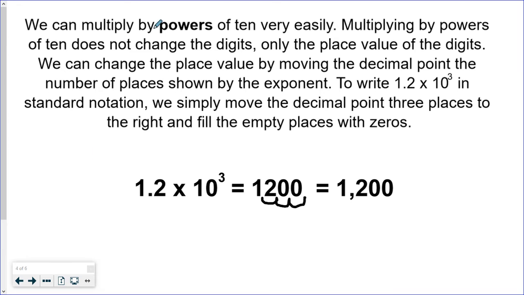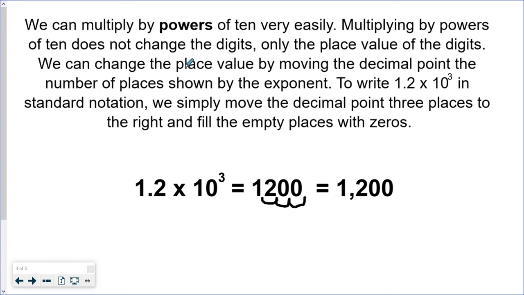So when we multiply by powers of 10, actually multiplying by powers of 10 is a fairly easy thing to do. When we multiply by powers of 10, it does not change the actual digits you start with. The only thing that's going to change is the place value of where the digits are located. Okay, so let me repeat that. The digits themselves will not change. Just the place value is going to change.